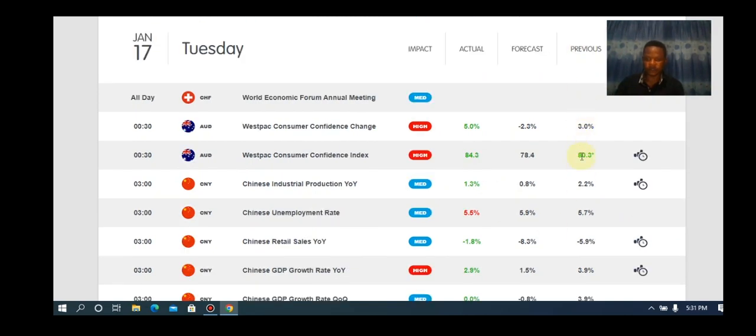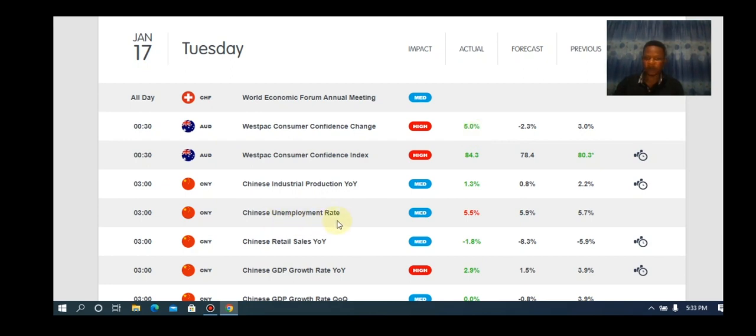This is the previous, what happened in the past. Then this is the forecast, the current focus. Then this is the actual. For Westpac consumer confidence change, the previous was 3.3%. Forecast minus 2.3%. Actual 5.0%, which means it is a positive report.